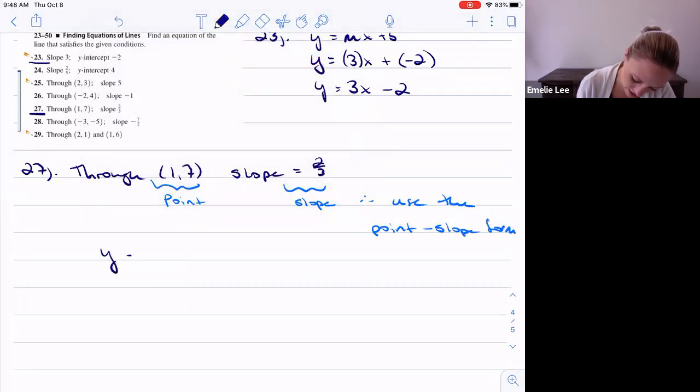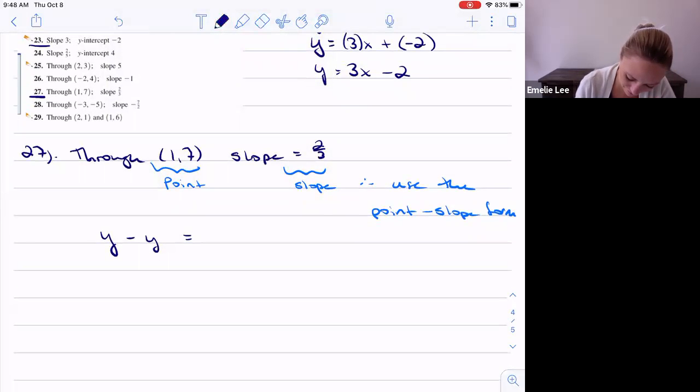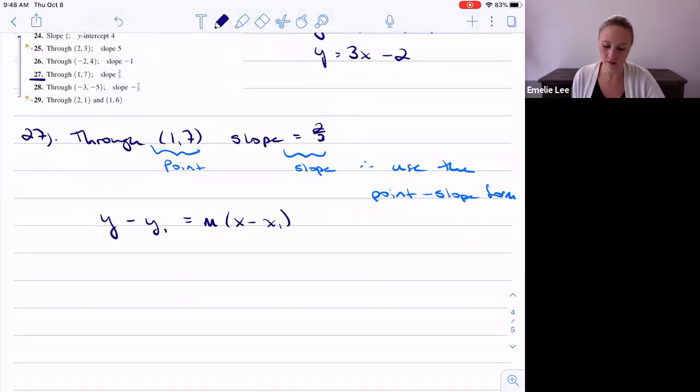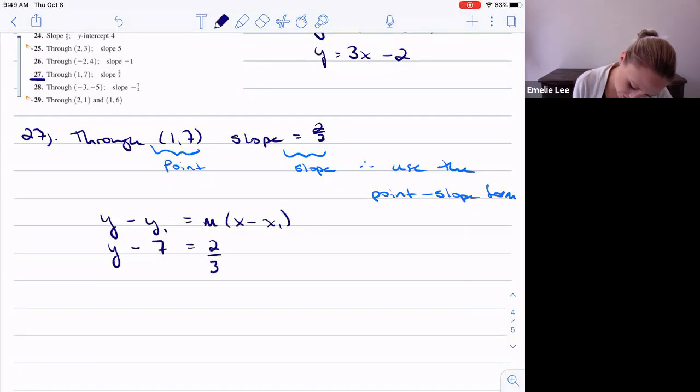Which is y minus y1 is m times x minus x1, where x1 and y1 come from the point, and m is the slope. So now I'm going to plug in my values. Y minus 7 is the slope of 2/3 times x minus 1.